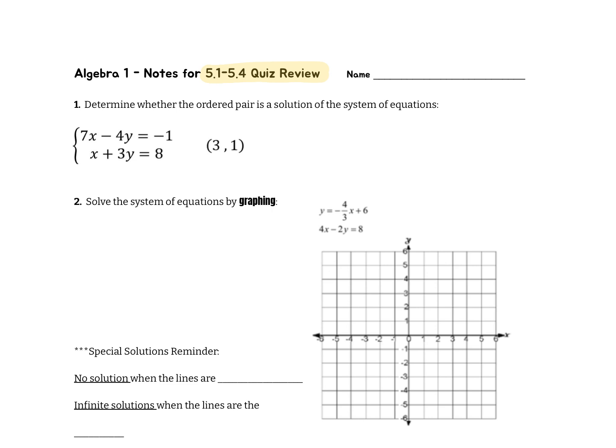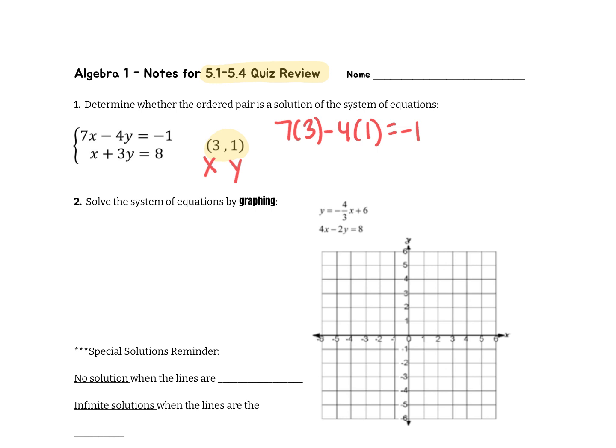So this first question is something that we did at the very beginning of the unit. To see if this ordered pair is a solution, I just need to plug in the x and y values. So obviously we know this is x and this is y. So we're just going to plug them into each equation. In the first equation, we have 7, x is 3, minus 4, y is 1. That's supposed to equal -1.